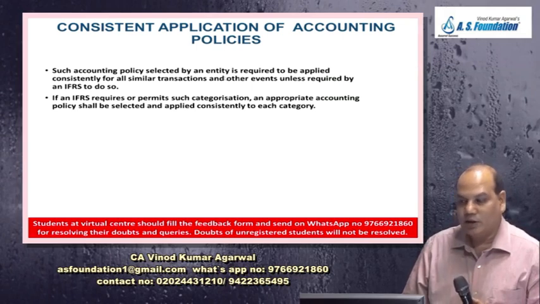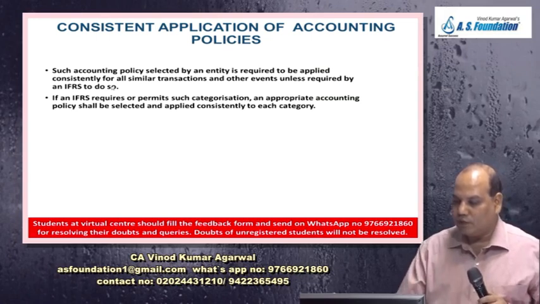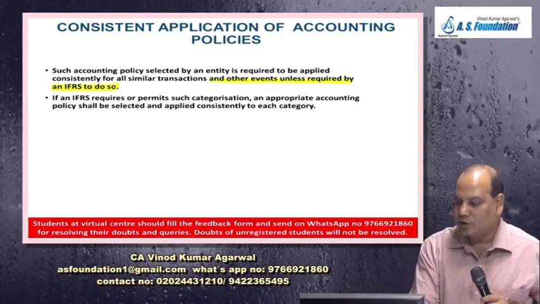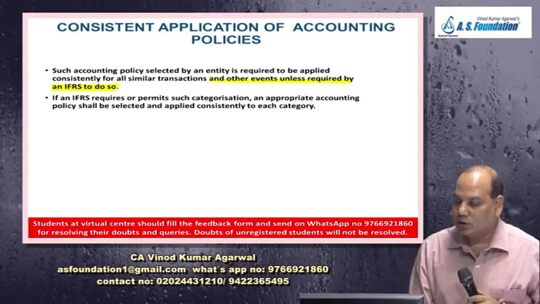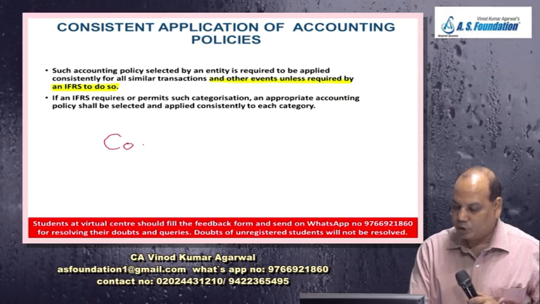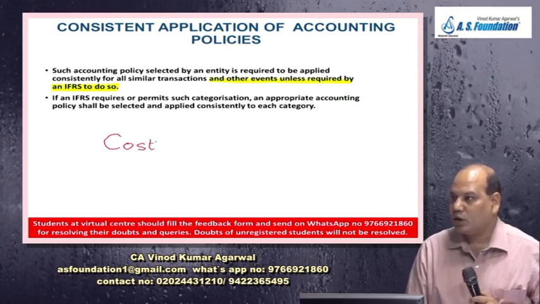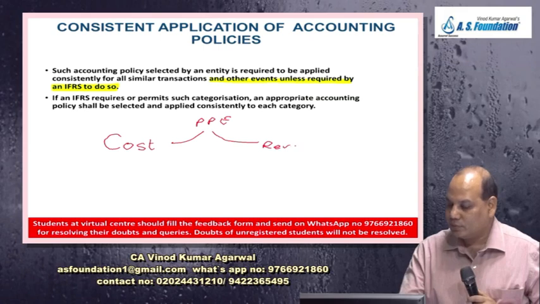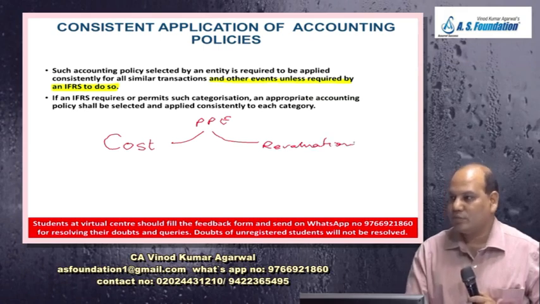An accounting policy selected by an entity is required to be applied consistently for all similar transactions and other events, unless required by an IFRS to do otherwise. Only if an IFRS permits you to apply a different accounting policy can you follow a different accounting policy for similar transactions, otherwise not. Like for example, in this standard only we will see, and in IAS 16 also we will see, for property, plant and equipment (PPE), there are two models permitted: cost model and revaluation model.